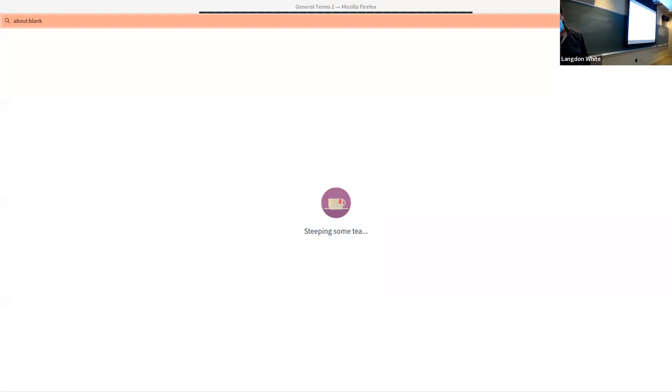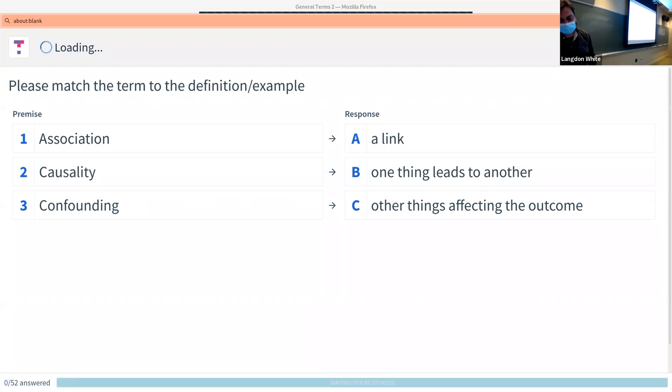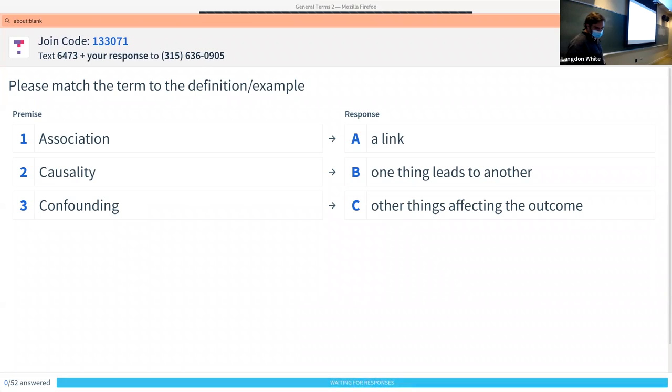So we have another question about that, which I think is open, yeah. All right, so just matching again, same idea between the term on the left and the definition or example, whatever you call it, on the right.